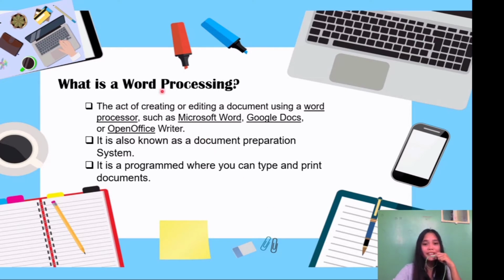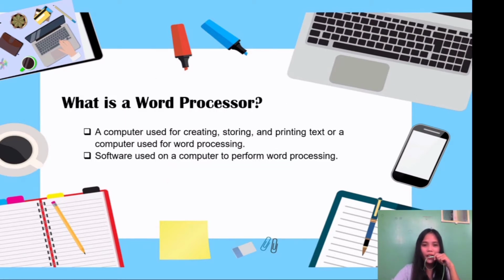Word processing is the act of creating or editing a document using a word processor. Word processors include Microsoft Word, Google Docs, and OpenOffice Writer. Word processing is also known as a document preparation system. It is a program where you can type and print documents.